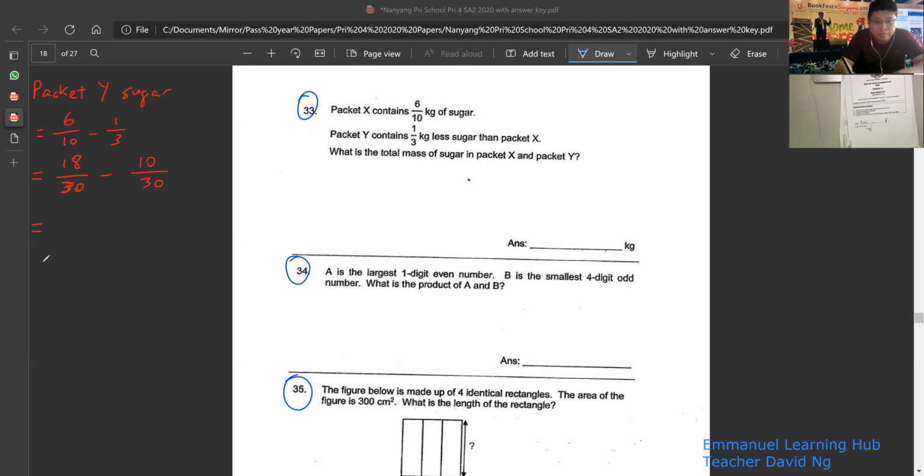What's the final answer here? 8/30. Yes, 8/30. Then the question is asking for total mass, right? 8/30 is the mass in packet Y. Am I right? Yeah. What must you do to find total mass?